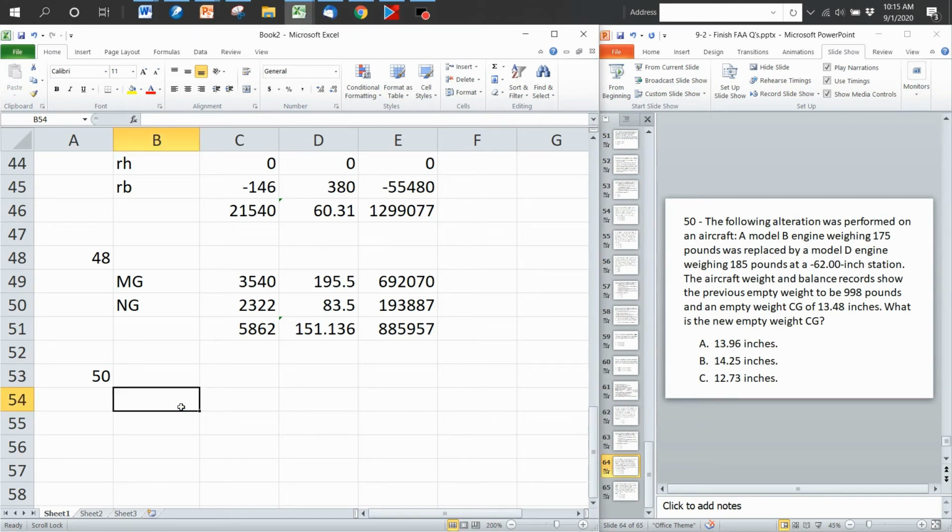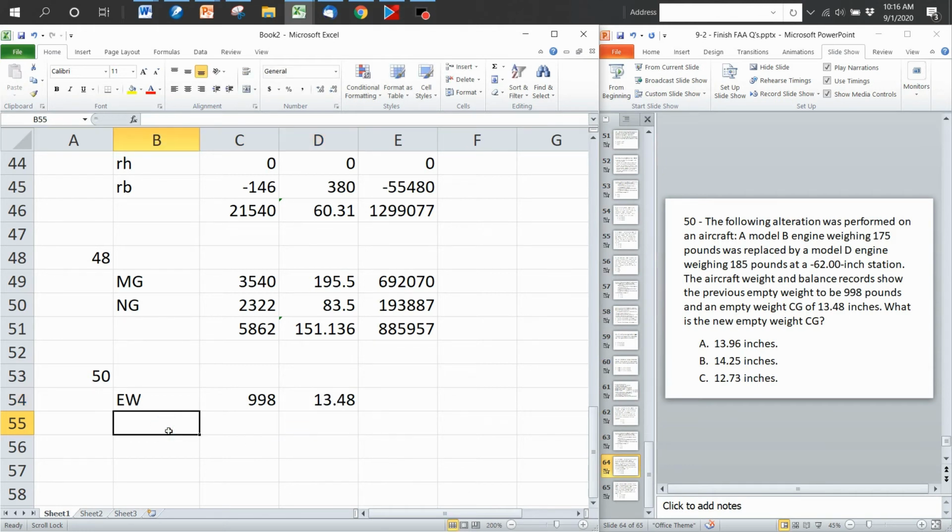And 50, we have an alteration to our aircraft. We took a B model engine that weighs 175 pounds and replaced it with a D model engine that weighs 185 pounds at a minus 62 inch station. And then it's a pretty straightforward alteration. So we're going to start with our aircraft empty weight. Before the alteration, it was 998, and the CG was 13.48.